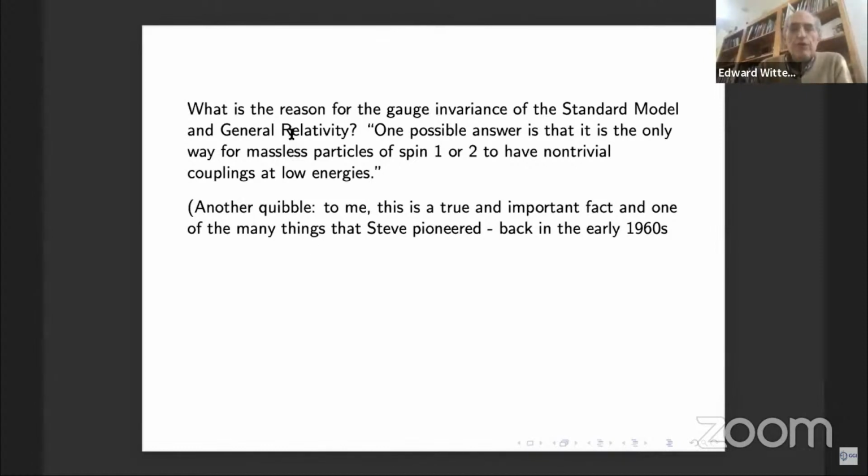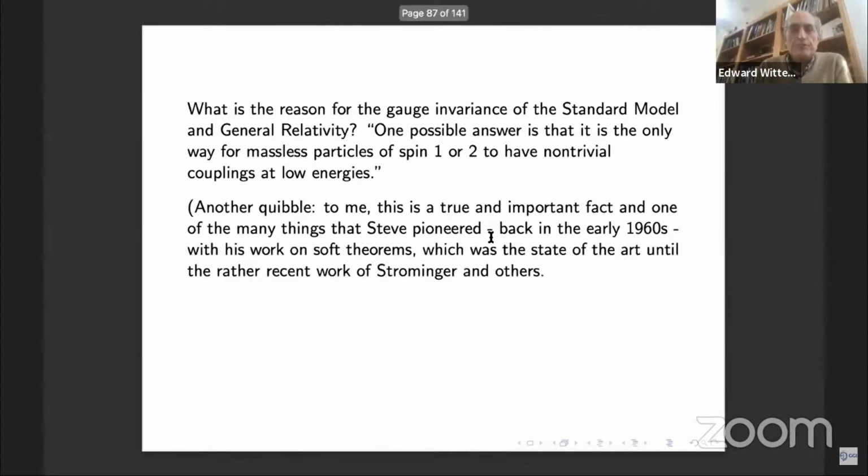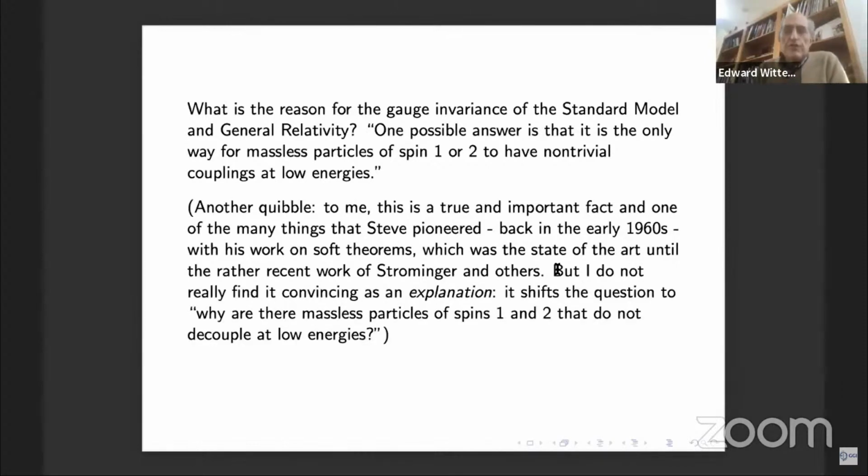But I would quibble slightly with this proposed explanation. I would say that this is a true and important fact, that the only way for massless particles of high spin to have non-trivial low energy couplings is to have gauge invariance and general relativity. It's a true and important fact. It's one of the many things that Steve pioneered back around 1964. And his work on these questions was the state of the art until the last few years. But I don't find it convincing as an explanation.